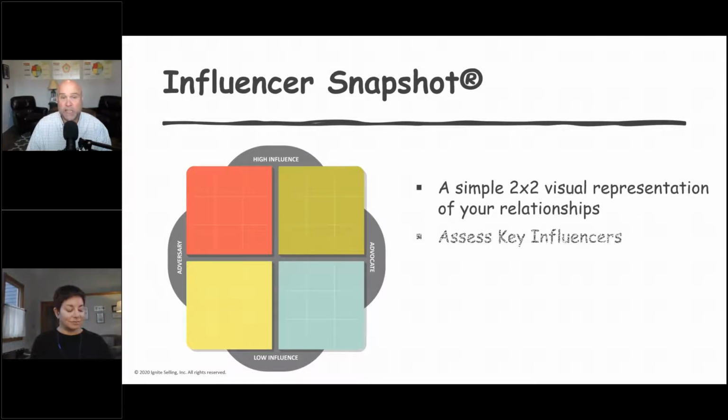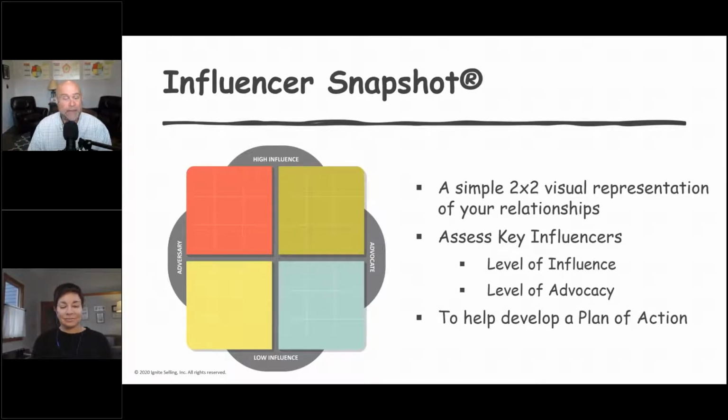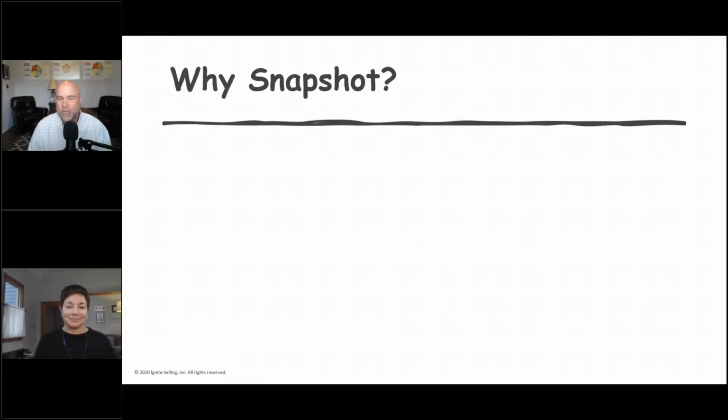The influencer snapshot is nothing but a simple 2x2 matrix that helps us assess the influencers in terms of their level of influence and their level of advocacy. And it's designed to simply help develop a plan of action. It's not there to simply test, do you really know who has high influence and who doesn't? This is about the critical thinking skills. It's not about challenging, how do you really know? But it is important for us to begin exploring that.